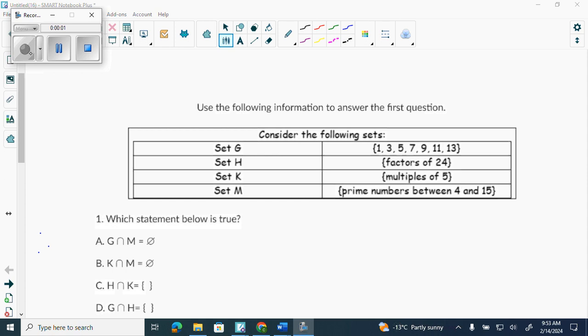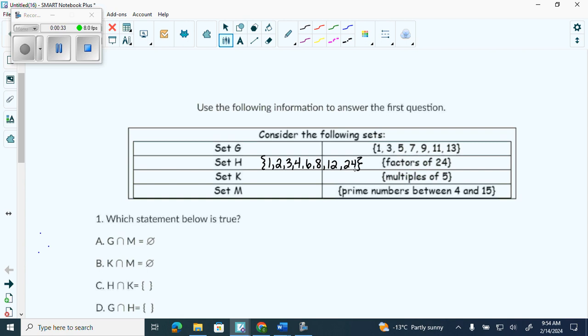We have set G, which is 1, 3, 5, 7, 9, 11, and 13. Factors. What are the factors of 24? 1, 4, 6, 24, and 12, and 3, and 8, and 2. Like, there's a whole bunch. 24 is a lot. Because factors are just what multiplies to give you 24, correct? So it would be 1, 2, 3, 4, 6, 8, 12, 24.